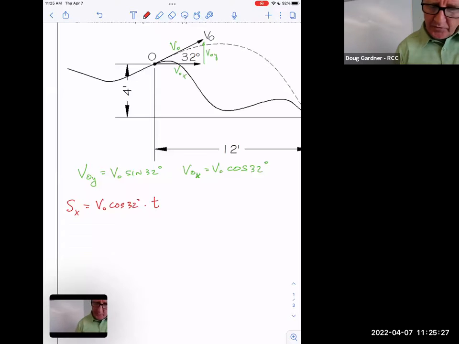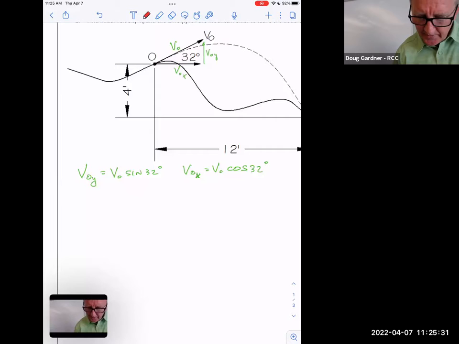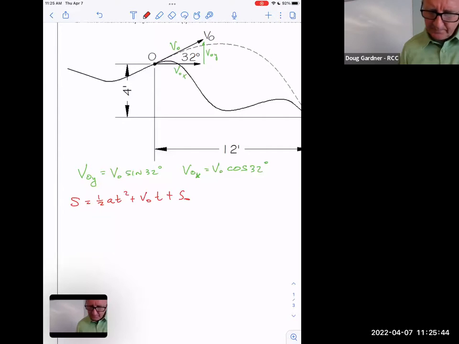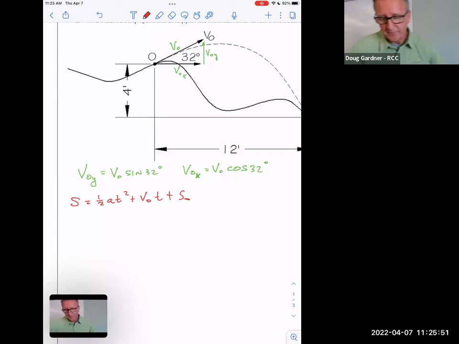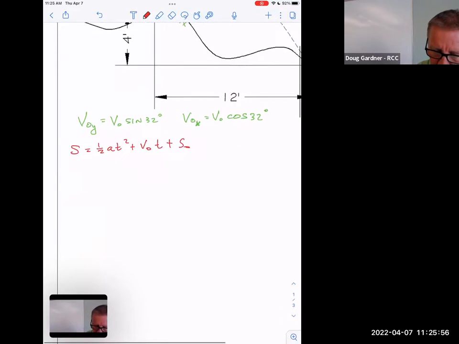But let's build this a little more slowly. Think about the equation that we have. I'll just write it down here really quick. We have that position is equal to 1/2 a t squared plus the initial velocity times time plus the initial position. But what we're going to do is consider that in x and in y separately. So let's do the vertical one first.